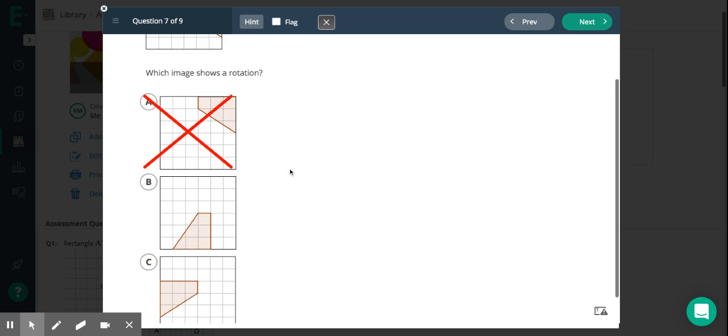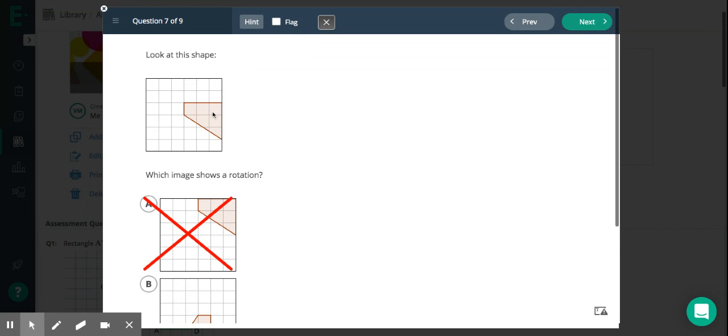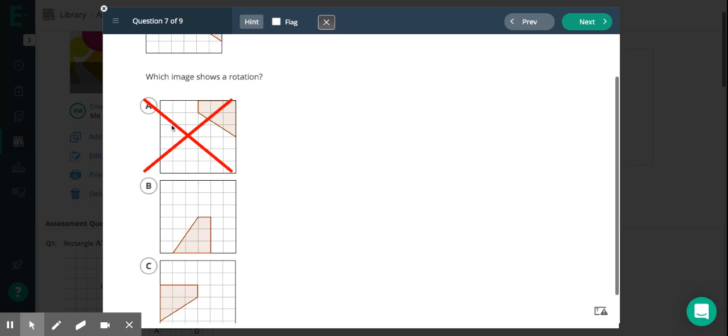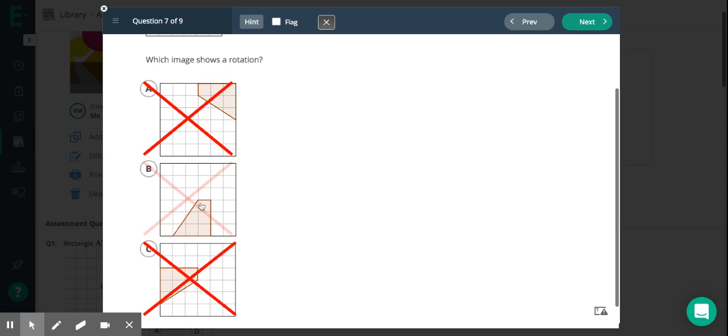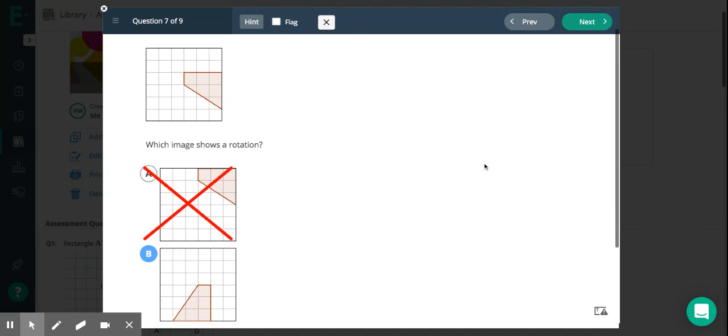Now for C, that's a reflection. So if I take my image here and I fold it, I flip it over, I'm going to end up with my image's perfect reflection on the other side. So C is not it. B is going to be your answer choice. What they did is they took your image and then they turned it so it's at the bottom part of the graph. All right, so B would be your choice.